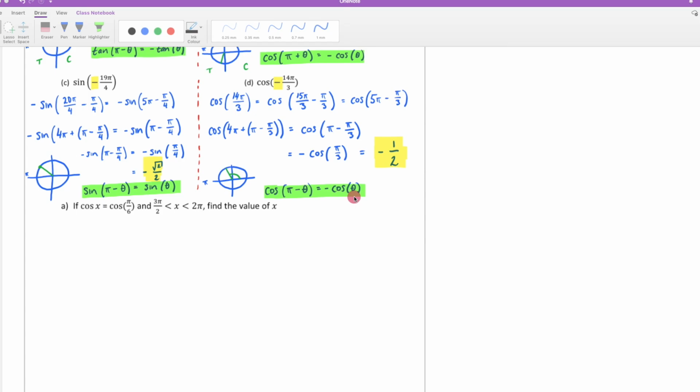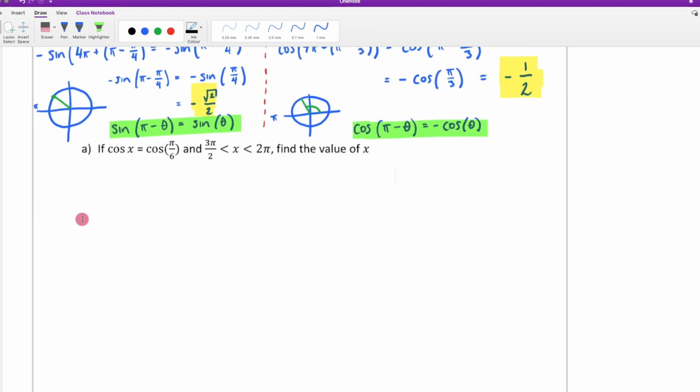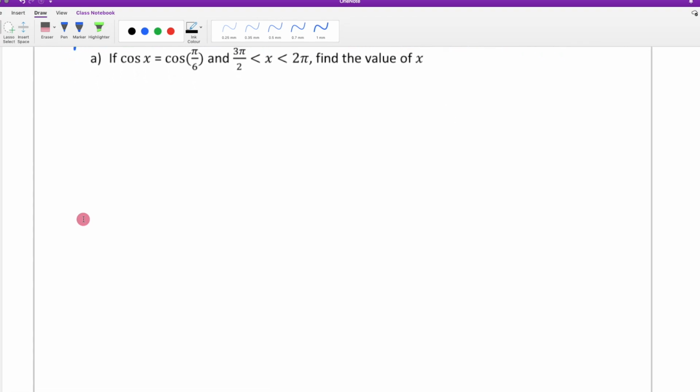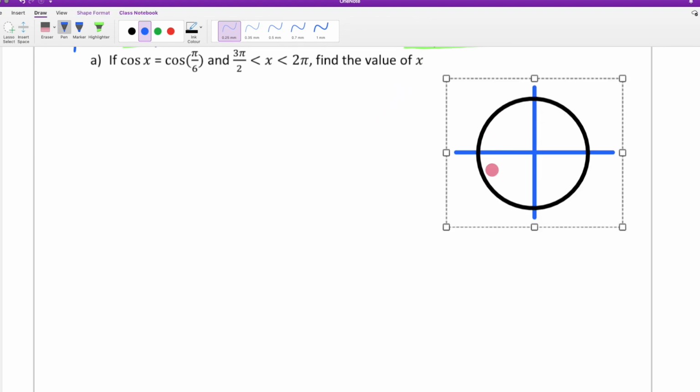Alright, so hopefully you gave this question a good go. Let's now zoom in and do it together. Zoom, zoom, zoom, zooming right in, and we're giving it a go together. So we're being told that if cos of x equals cos of pi on 6, and x is between 3 pi on 2 and 2 pi, we need to find the values of x. Before we even approach this question, let's draw ourselves a unit circle.